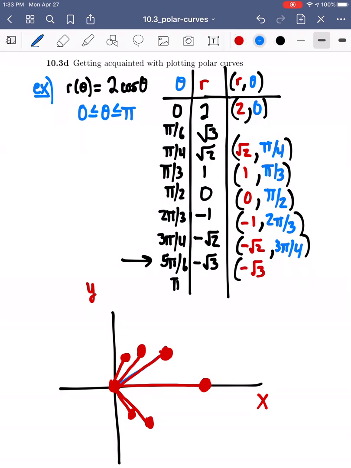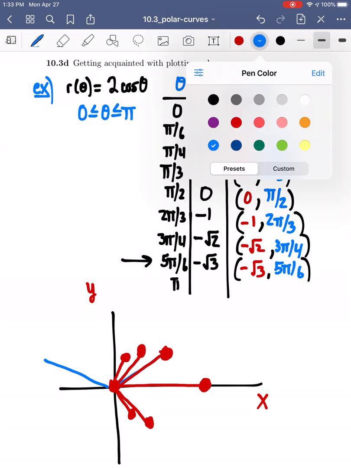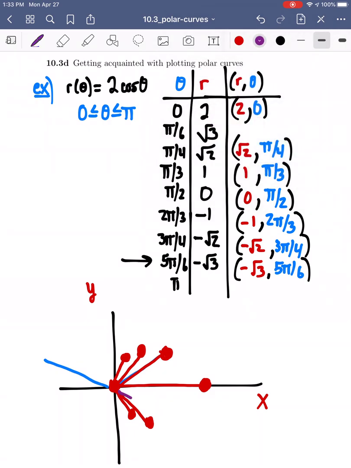This time we're at an angle of 5 pi over 6. So extending out in that direction normally would place us somewhere in the second quadrant, but because r is negative, we reflect over the origin and go the opposite way. So instead of going out a distance of square root of 3 sort of in that second quadrant in the blue direction, we're going out a distance of square root of 3 in the fourth quadrant in that purple direction.